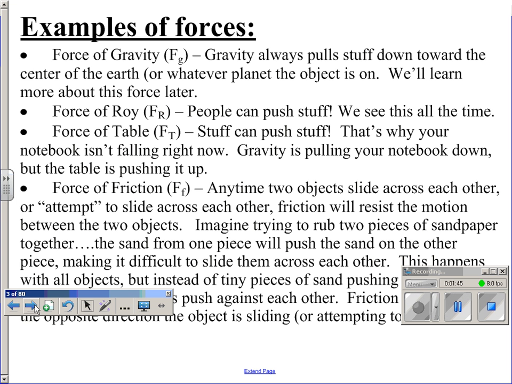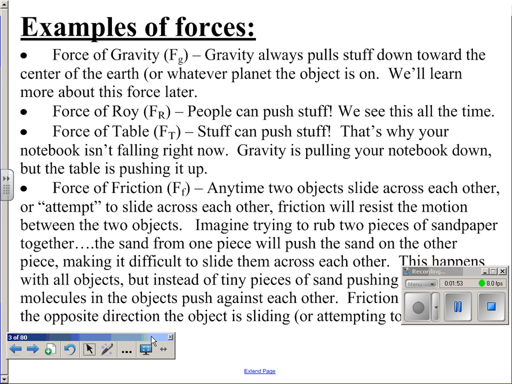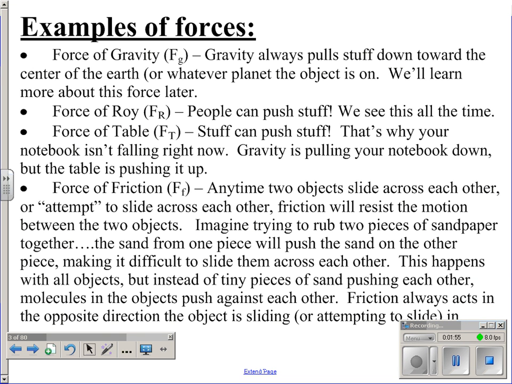All right, so examples of forces. There's a bunch of different examples of forces. Here are some of the more common ones. Force of gravity comes up all the time. Symbol for force of gravity is Fg. Please remember, gravity always pulls stuff down towards the center of the Earth or whatever planet the object is on. Gravity does not push or pull up or sideways. Gravity pulls stuff down. Okay.